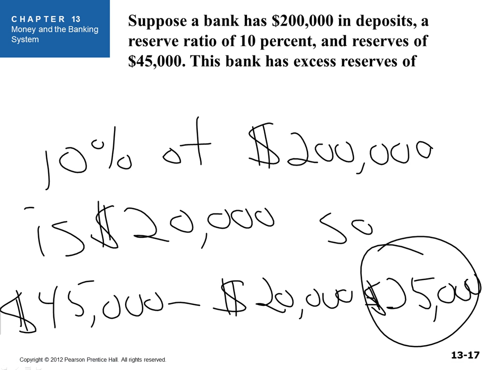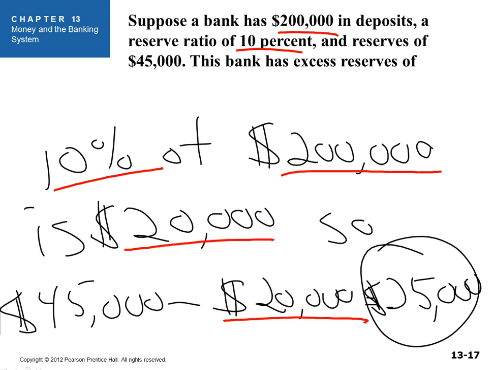Next example. Suppose a bank has $200,000 in deposits and a reserve ratio of 10%. How much excess reserves would it have if it had reserves of $45,000? So we need to take 10% of $200,000. 10% of $200,000 will tell us what the required reserves are, and that's $20,000. So if they're required to hold $20,000 and they actually have $45,000, then they have an excess reserve of $25,000.